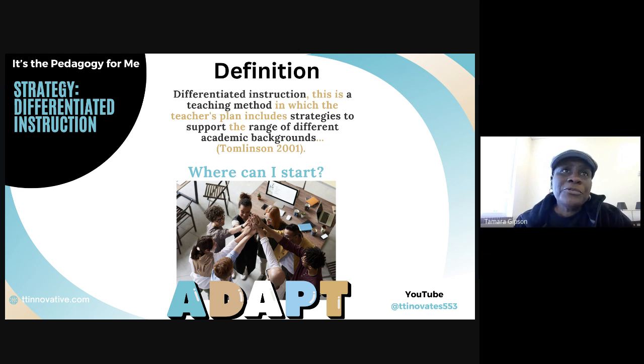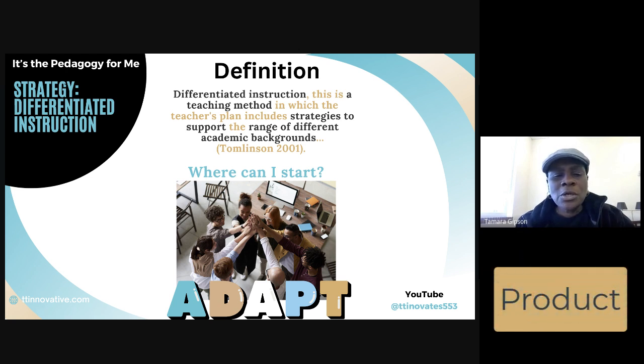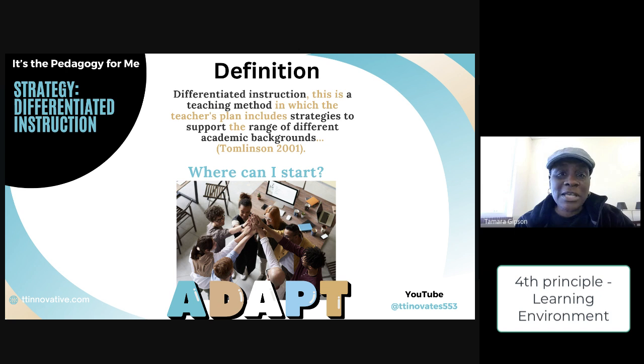There are three elements that you need to consider when you're doing differentiated instruction. First of all is your content: what do you want each of your students to be able to do? The next one is process: how do you want to engage your students in that particular learning? And the third and final is product: what students will show for what they have learned at the end of the lesson.